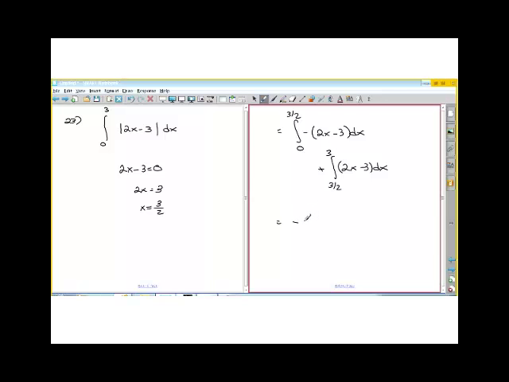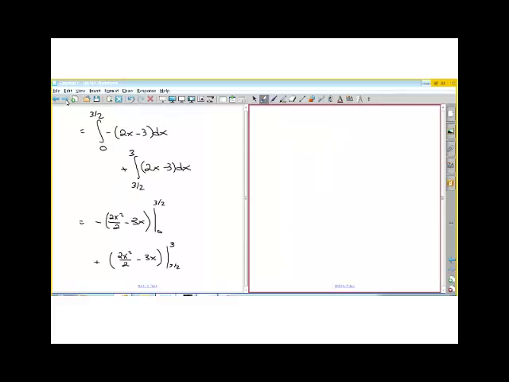Okay, so let's factor out, well, put a negative sign out there, and if we integrate 2x, we'll get 2 times x squared over 2, because the integral of x is x squared over 2, multiplied by 2. Then you subtract 3x. So that's the first integral, and we go between 0 and 3/2. The second integral will have 2x squared over 2 minus 3x between 3/2 and 3.